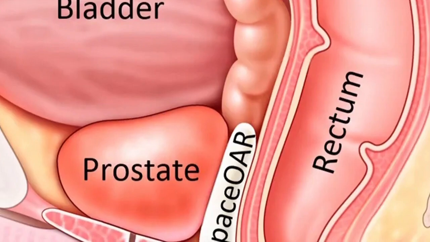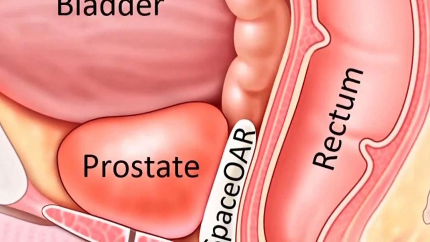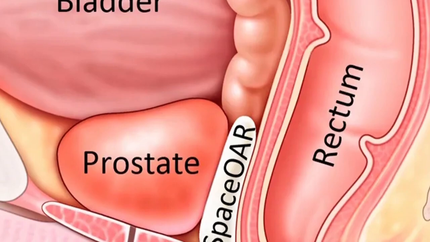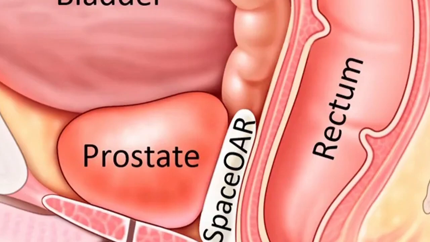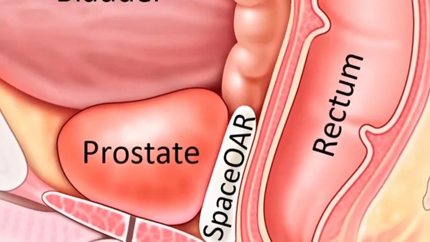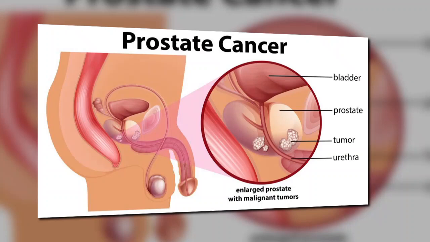Prostate cancer occurs most often in men older than 50. Although prostate cancer is very common, most men do not die from it. This is because prostate cancer usually grows very slowly. Prostate cancer has become the number one cancer in Nigerian men and constitutes 11% of all male cancers.